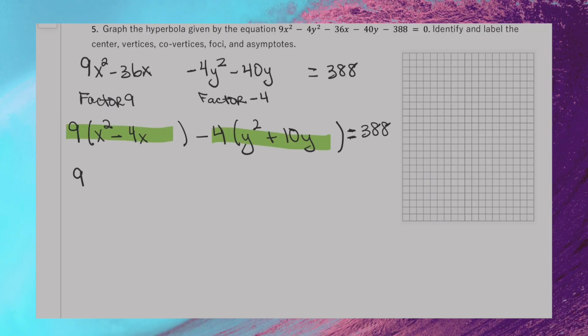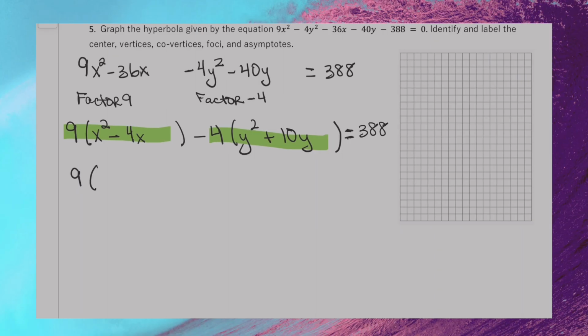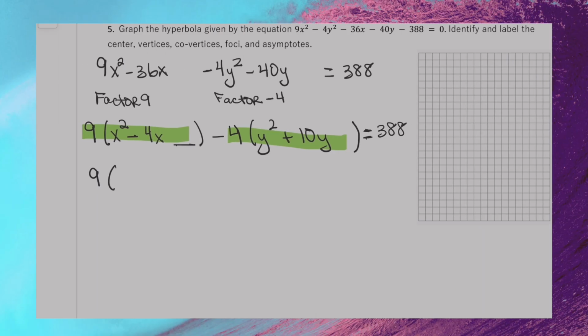I want the x squared minus 4x plus something to be a perfect square. I'm going to take the middle term and cut it in half. (x minus 2) squared. That's what I want. So what's missing from above? Well, if I multiplied this all out, I'm missing a +4. Now that's not a +4 in the equation though, because there's a 9 out front. So technically that's a +36. So I'm going to come over here and go +36.